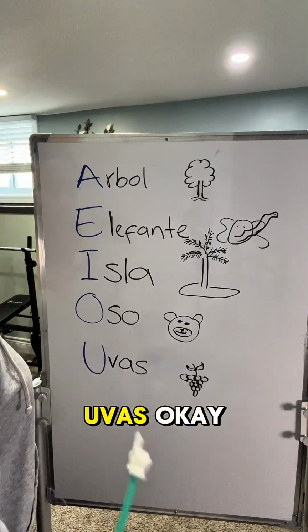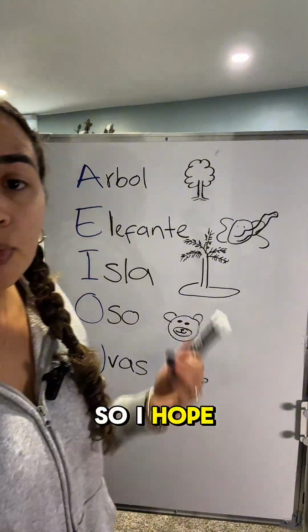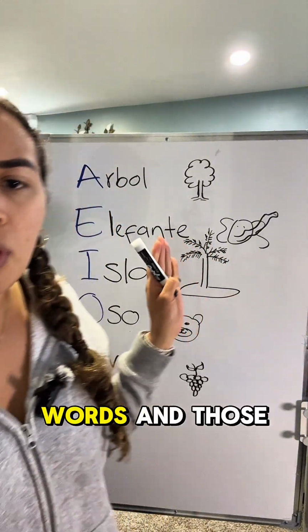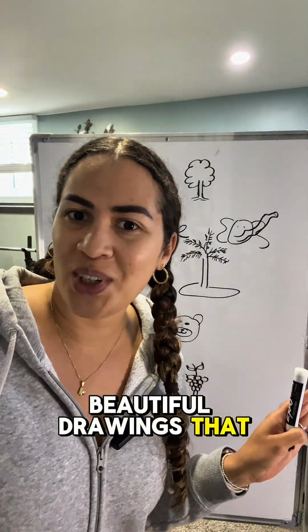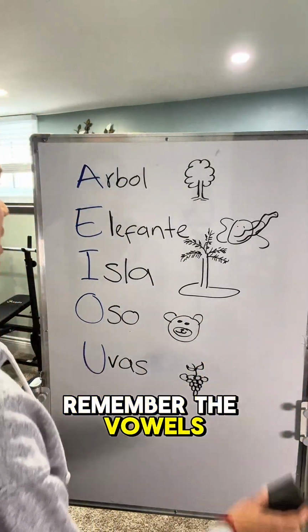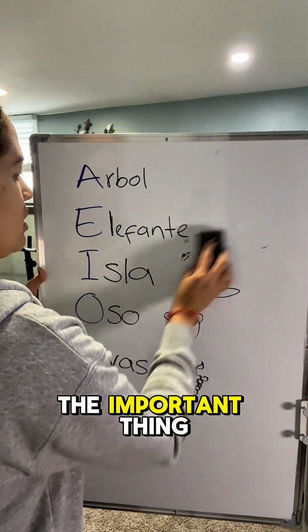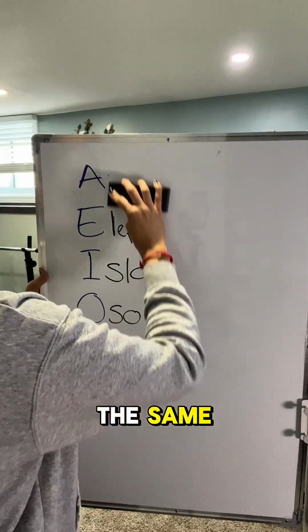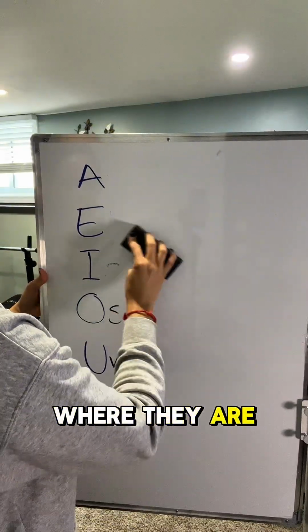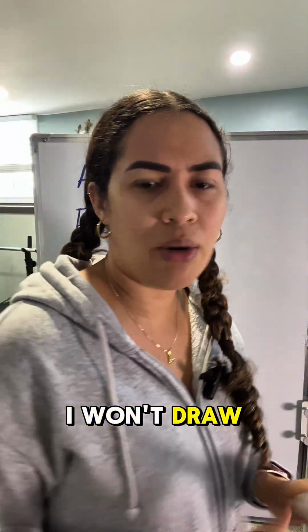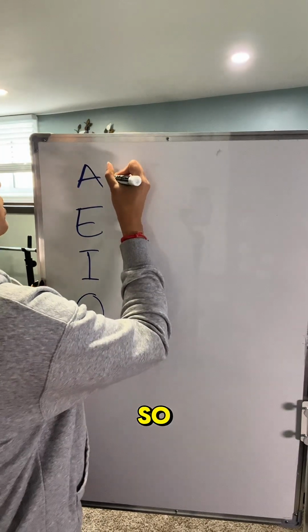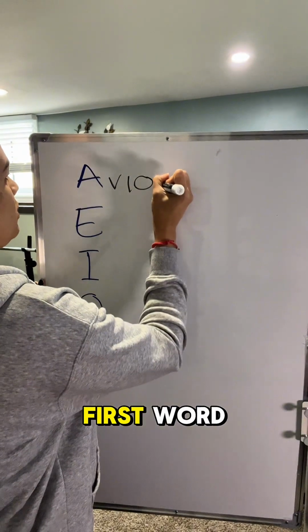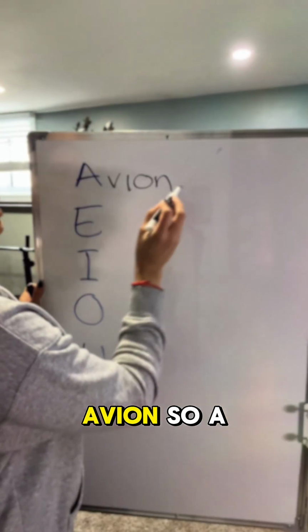So I hope these words and those beautiful drawings that I make help you to remember the vowels. Okay? The important thing is that you remember that they are always pronounced the same. It doesn't matter where they are. Another example. Now I won't draw anything because it's so hard. So, first word, avión. So, A, I, O, avión.